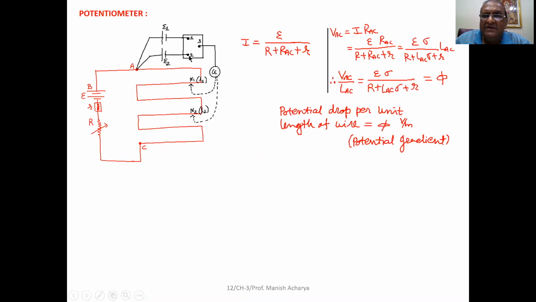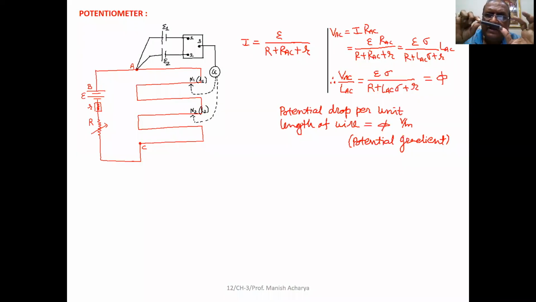Then negative terminals are connected through a two-way key to terminals 1 and 2. And with terminal number 3, a galvanometer is connected, and with the galvanometer, a jockey key is connected, which is the variable terminal. So in this way, first of all, we have to prepare the circuit. Clear to all of you? Say, this one is the jockey key, right?